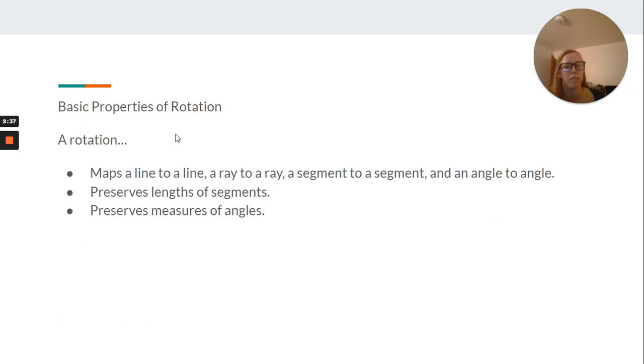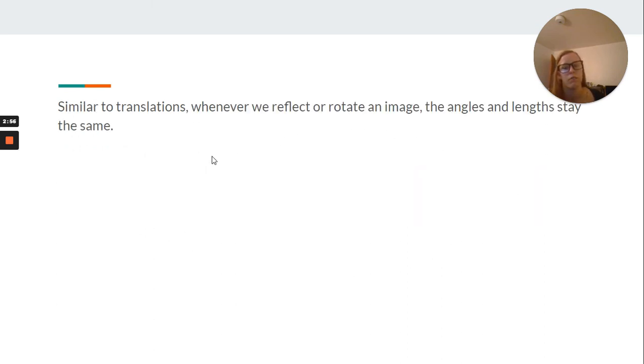What are the basic properties of rotation? Again, same as translation, same as reflection. A rotation maps a line to a line, a ray to a ray, a segment to a segment, and an angle to an angle. It preserves the lengths of segments. It preserves measures of angles. So, one more time. Just like translations, when we reflect or rotate an image, the angles and lengths stay the same.